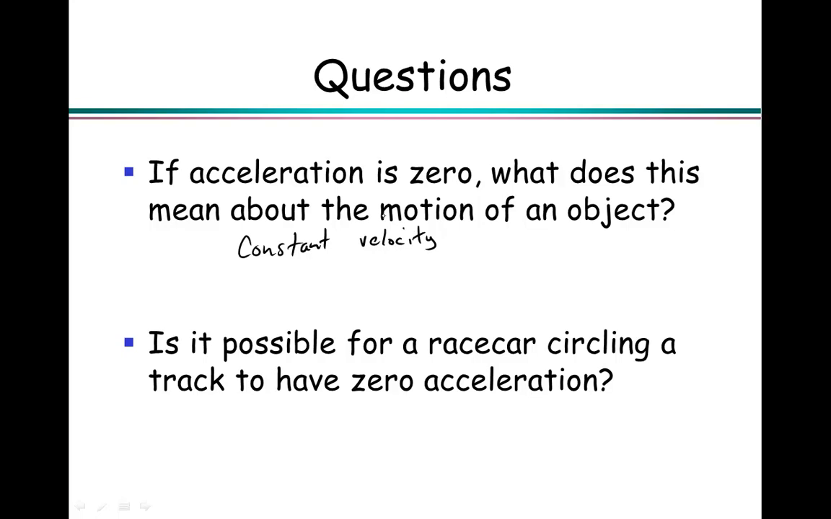And that constant velocity could either be a 0 constant velocity, a positive constant velocity, or even a negative constant velocity. Is it possible for a race car circling a track to have 0 acceleration? No, because remember what we said, if an object is turning, then it's accelerating because it is changing direction. So any change in direction, or any speeding up or slowing down is an acceleration. So no, because it's always changing direction.